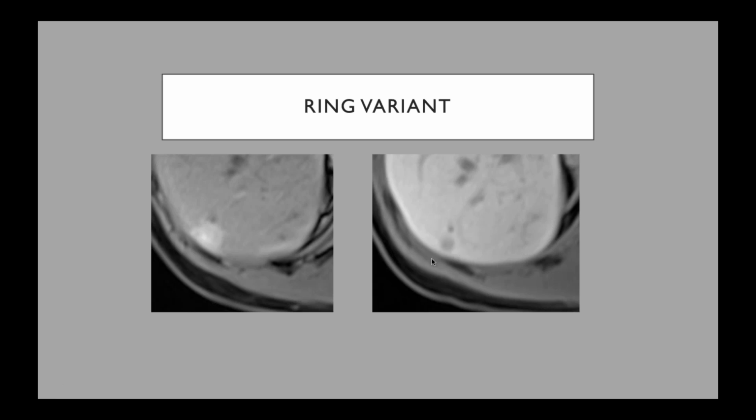So this is just a variant of the ring enhancing lesion, where instead of it being hyper enhancing ring, it's just an iso enhancing ring. So if in doubt, measure on the hepatobiliary phase and make sure it is the same size in the arterial phase and you're not missing part of the lesion.